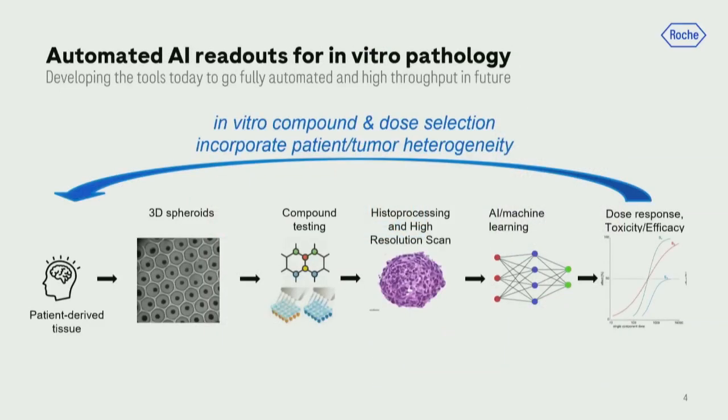So how can we implement this idea in a full workflow? In future we would like to go a step further and really apply fully automated AI readouts for in vitro pathology to enable and accelerate compound and dose selection, and eventually even incorporate patient tumor heterogeneity. So how do we think it could work? You have your patient-derived tissue, you produce your organoids, you do your compound testing, and then you have the histoprocessing in place that can either be evaluated by the pathologist, or if you're lucky enough and have developed such tools, you have AI machine learning components that can predict the dose response, toxicity, or efficacy depending on your question and the algorithms. Today I would like to highlight this pillar, the histoprocessing that has been adapted for different complex in vitro models, ranging from spheroids, organoids, and also microfluidic chips.